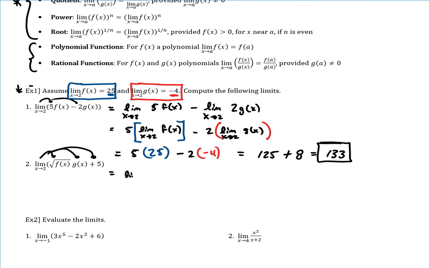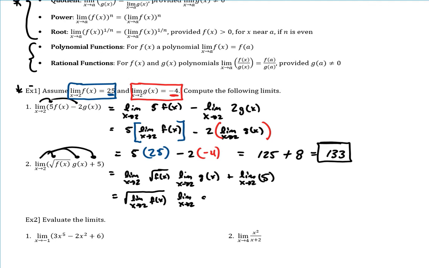And so what we have is the limit as x goes to 2 of the square root of f(x) times the limit as x goes to 2 of g(x) plus the limit as x goes to 2 of 5. So let's rewrite this first one, that square root. That square root can really become the square root of the whole limit eventually, just like that. And then still we have times the limit as x goes to 2 of g(x) plus the limit as x goes to 2 of that 5.